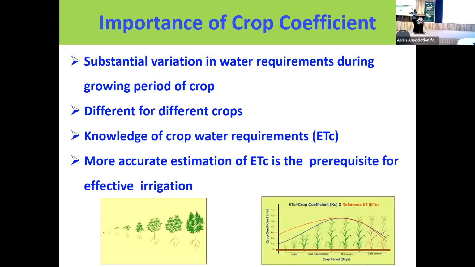There is substantial variation in water requirement during the growing period of the crop, and different crops differ. Knowledge of crop water requirement is important for proper irrigation and for the proper quantity of irrigation that is to be applied to the crops.